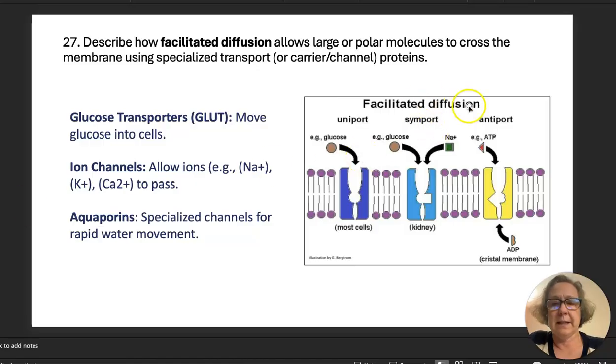When we look at facilitated diffusion, that's when we have GLUT, SGLT, sodium potassium pumps, aquaporins. Right, here's a uniport. It's just moving one thing down. This would be like GLUT, glucose transporter, versus a symport, which would be an SGLT glucose sodium transporter. And you have an antiport, which is in my eye like the sodium potassium pump, but this is giving you an ATP ADP example. Okay, that is it.